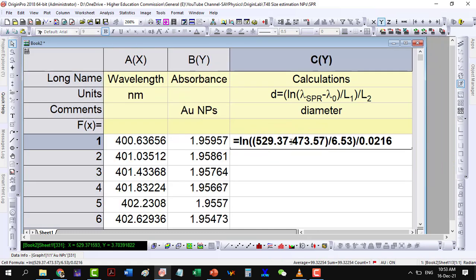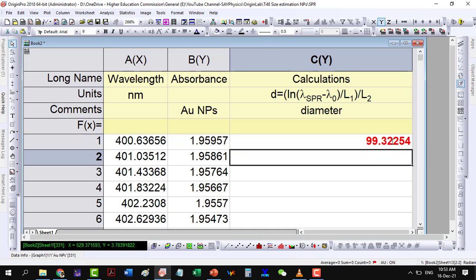The value of lambda SPR minus the value of lambda naught divided by L1, take the natural log and then divide the whole result by L2. The value comes out to be 99 nanometer. This value is perfectly accurate as these nanoparticles were already measured with TEM as 100 nanometer.